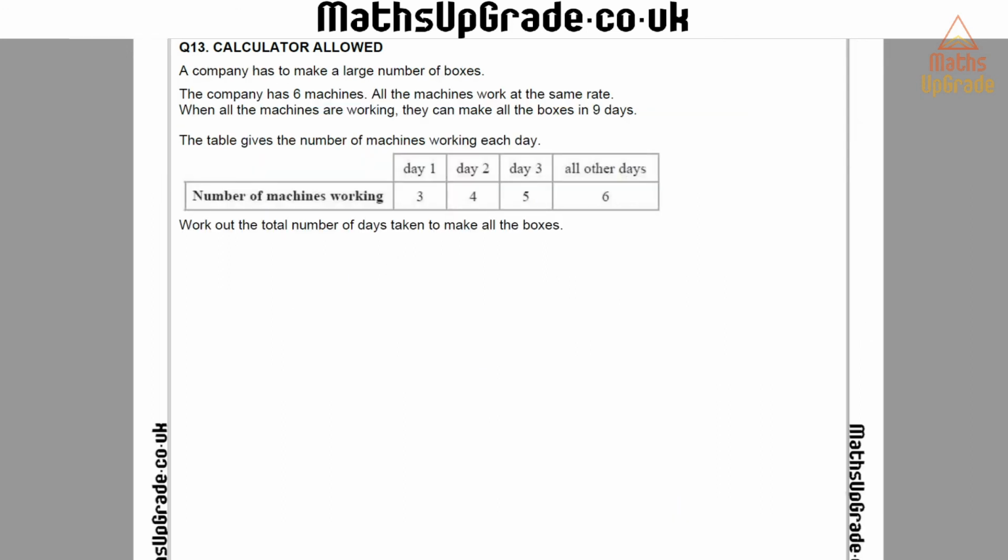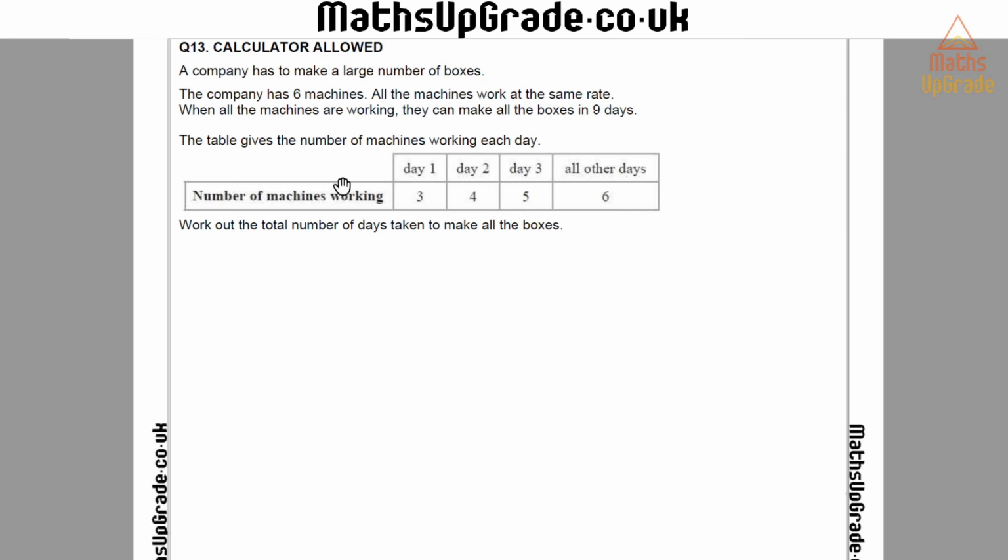Question 13. We're told about a company that has to make a large number of boxes. The company's got 6 machines. All the machines are identical and they work at the same rate. When they're all working, they can all make the boxes in 9 days. That information there, that sentence is critical.